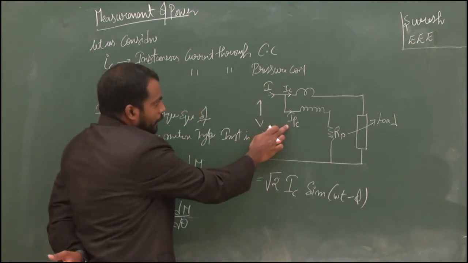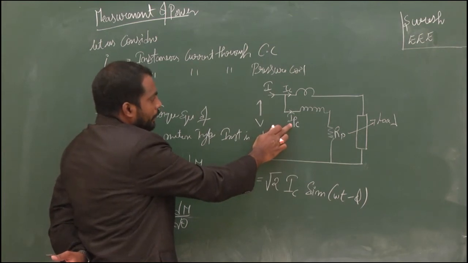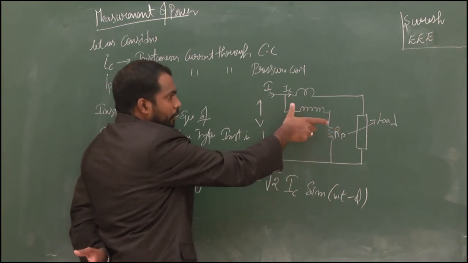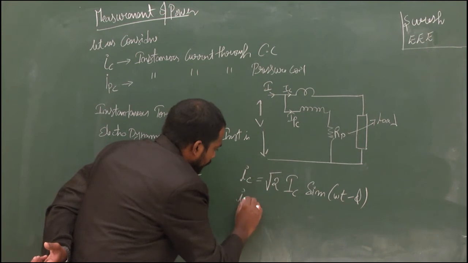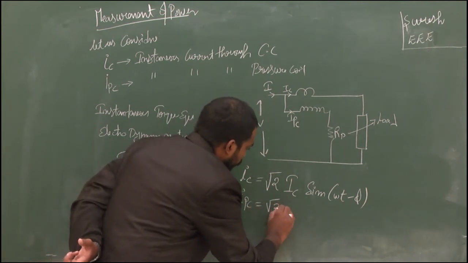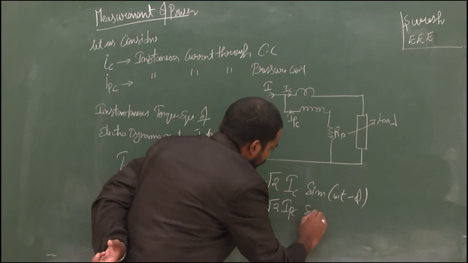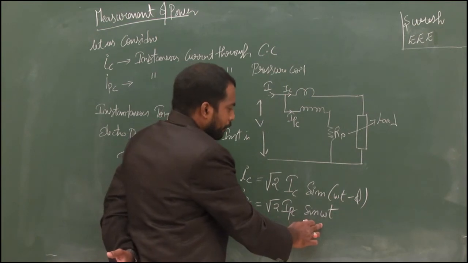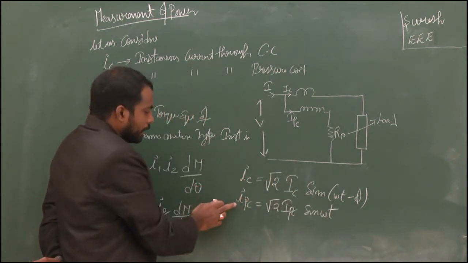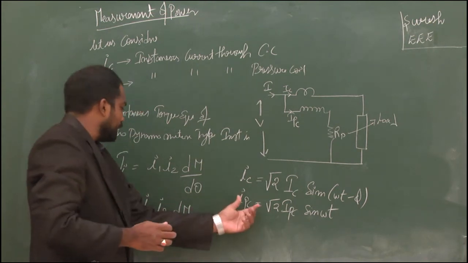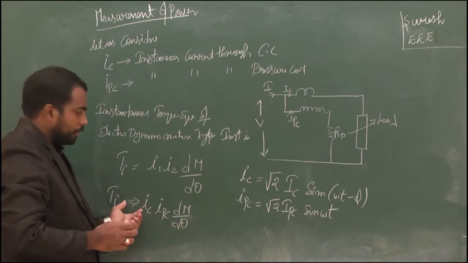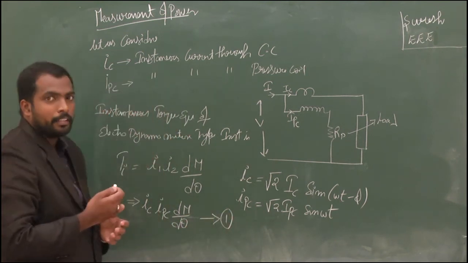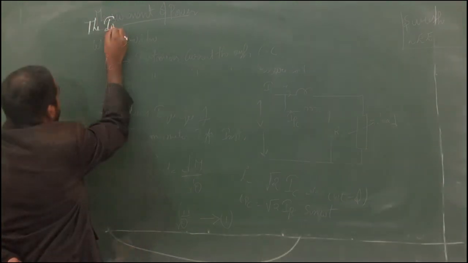And I have already said that the current through pressure coil is purely resistive. That means it will not have any phase angle difference between your current and voltage. So IPC will be equal to root 2 IPC sin omega t. That means it is not having any phase angle difference. So this is the current through current coil and the current through pressure coil. Now I will substitute this in the instantaneous torque equation of expression 1 and calculate the final power of this wattmeter in the case of AC measurements.